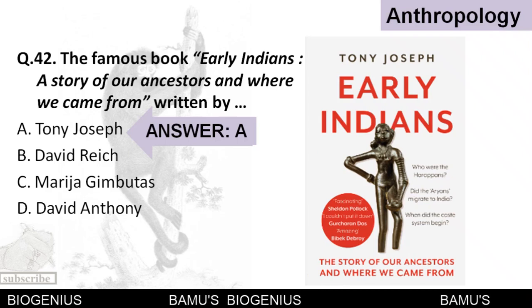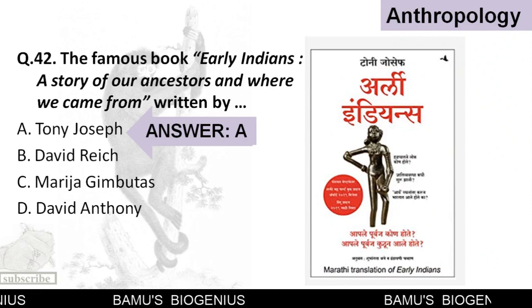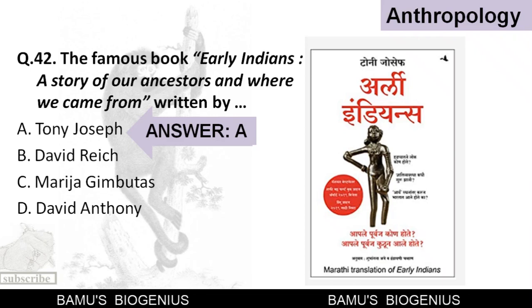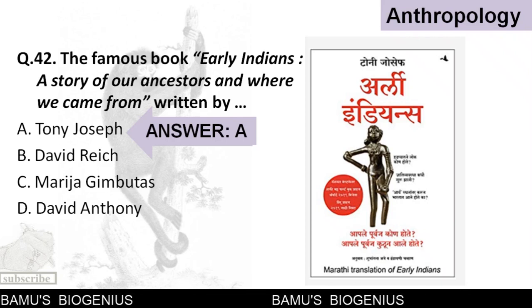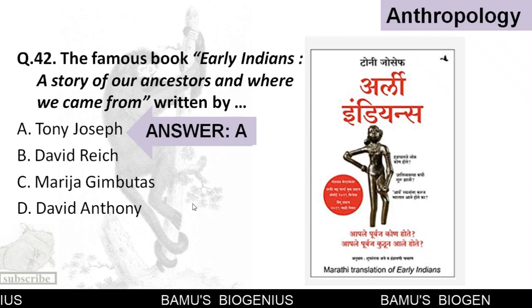So this book is also translated in Marathi by Shubhangana Atri and Indrayani Chauhan. Aple Purvaj Kon Hote, Aple Purvaj Kuthun Ale Hote. So all these scientists are from anthropology.